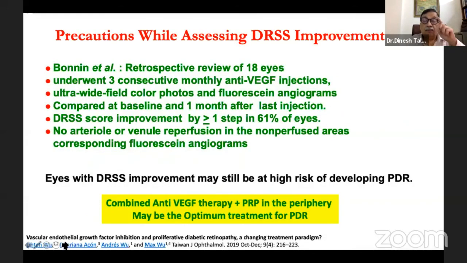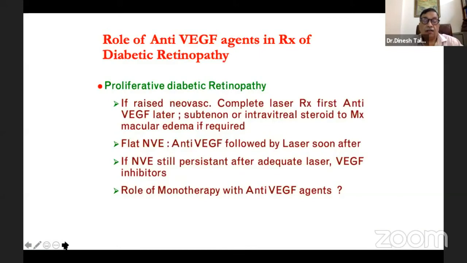While this can happen, there's a little precaution to be kept. While the regression occurs, the FA does not change the amount of non-perfusion. So therefore, I still believe the best option would be combined anti-VEGF therapy with PRP in the periphery.